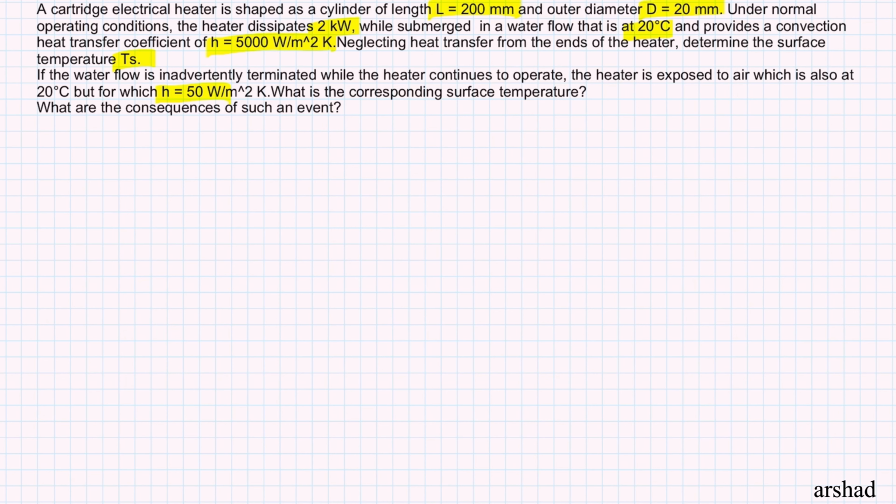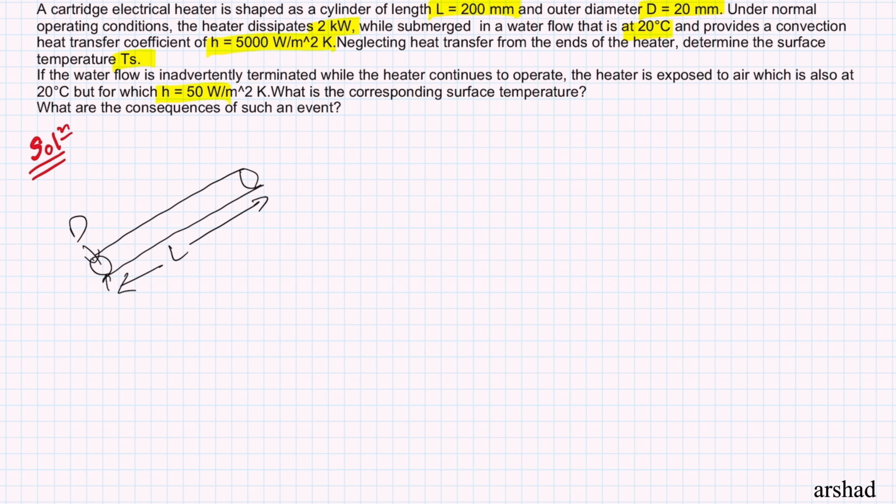So let's solve this problem. We have drawn the sketch of this problem, and basically this cylinder represents the cartridge electrical heater, and we know the length of this heater, we know the diameter of this heater D, and from that we can get the surface area As equals pi D L of this heater. So we are going to make some assumptions before solving this problem, and during this assumption making process we are going to simplify this problem. So let's make some assumptions to solve this problem.